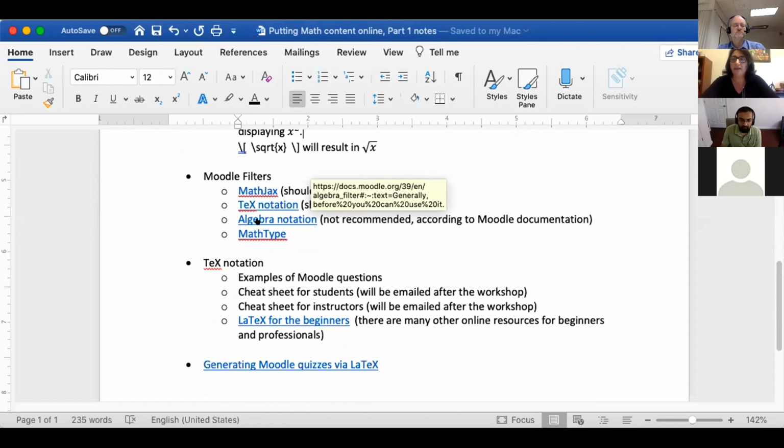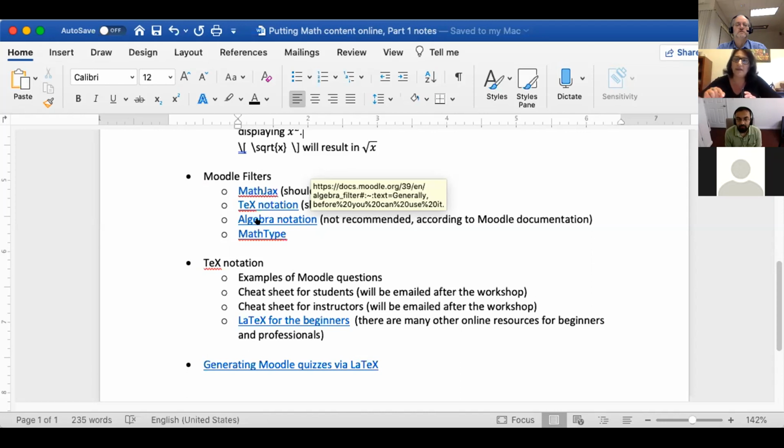We have it as an add-on filter. It was added recently, but it turned out that this algebra notation filter doesn't work properly. I guess it stopped working after some Moodle 3 version. It would be nice. What is the idea behind this algebra filter?